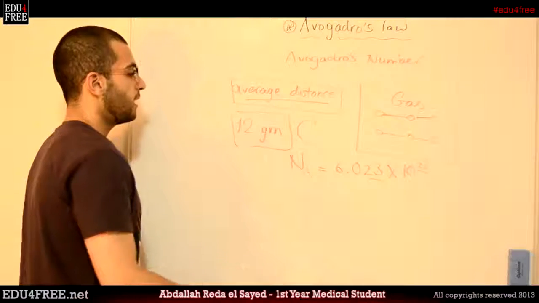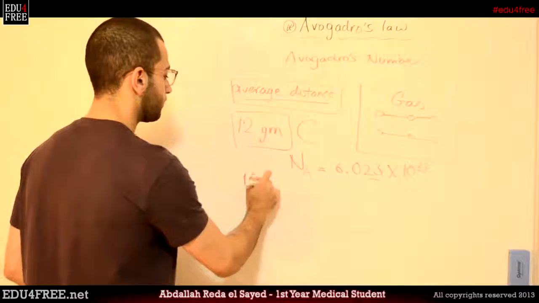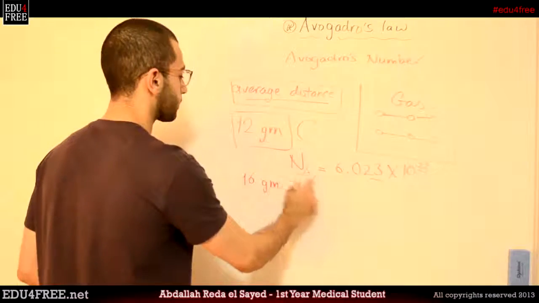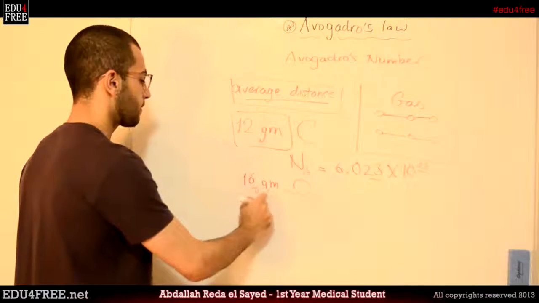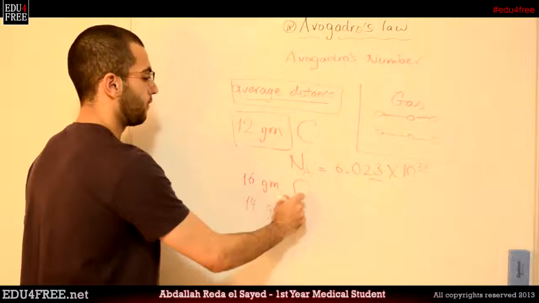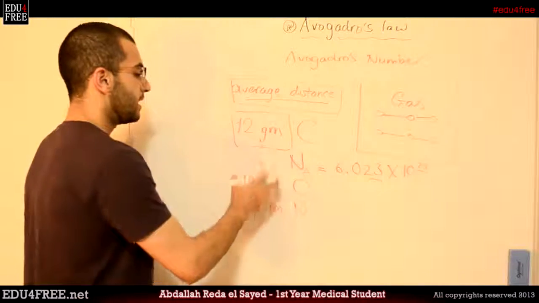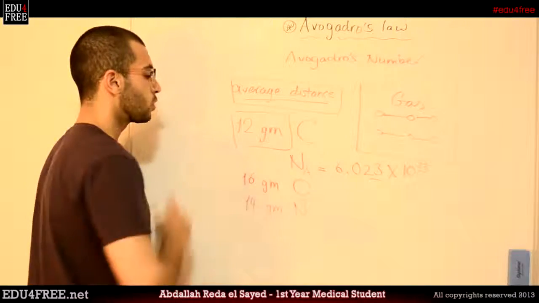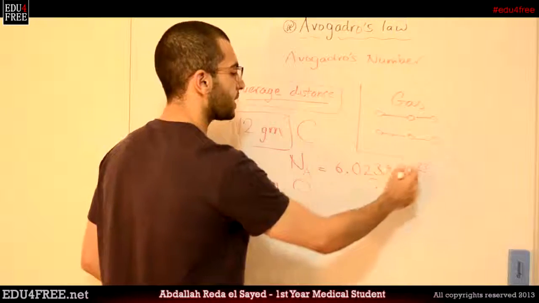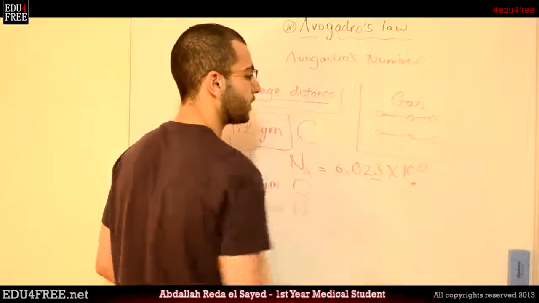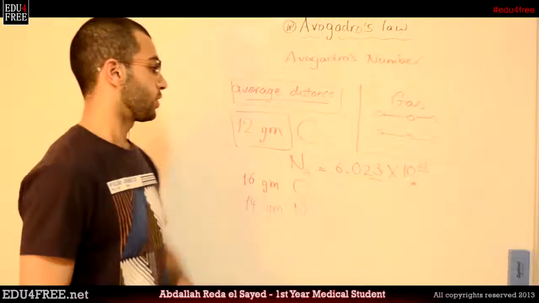So if we have, say, 16 grams of oxygen or 14 grams of nitrogen, in this case, this will also contain 6.023 times 10 to the power 23 atoms of oxygen. The same thing for nitrogen.